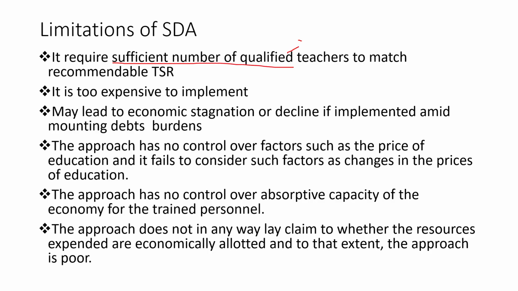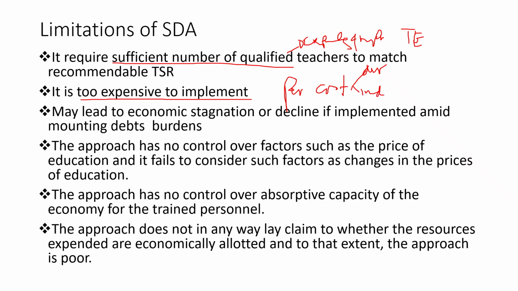And to address this, we talk about expanding and improving teacher education. It's very important. Second, it is too expensive to implement, because if you talk about the per unit cost of a student, both direct and indirect cost is very much raised.